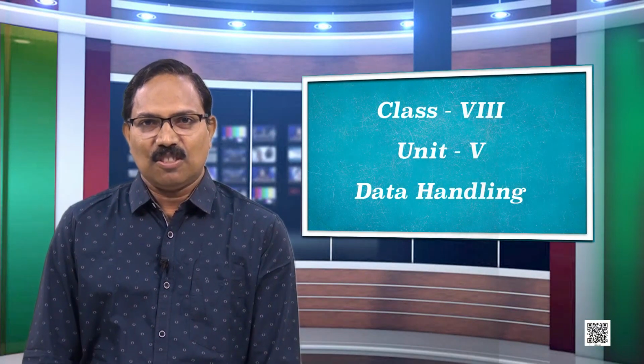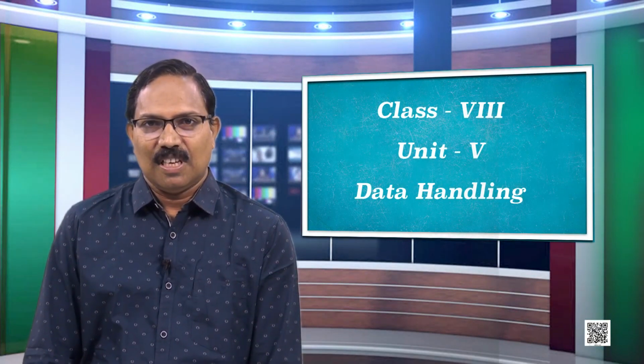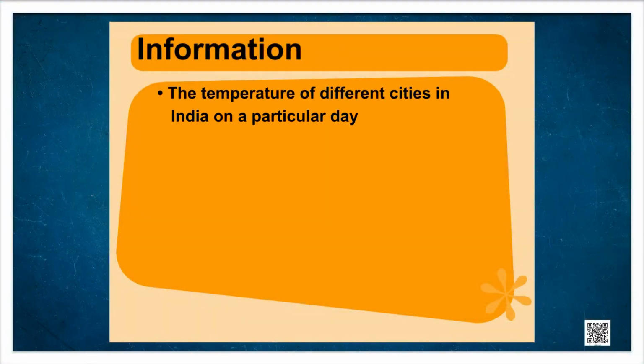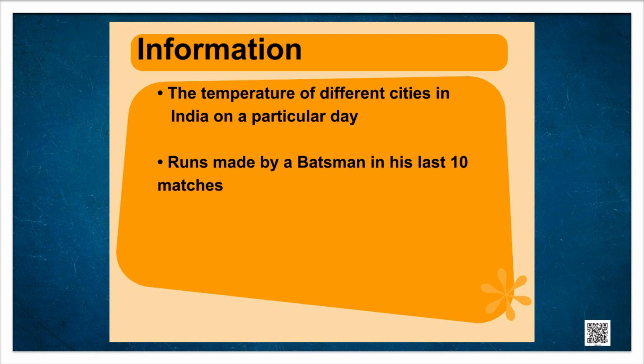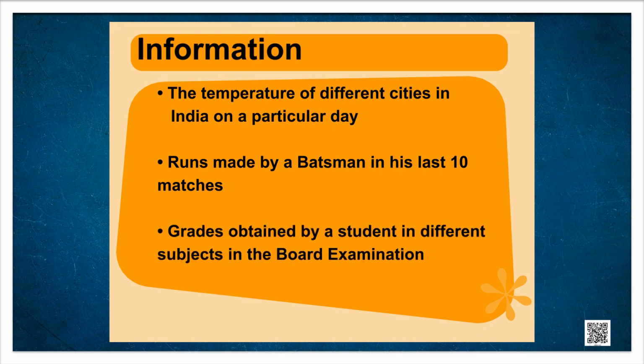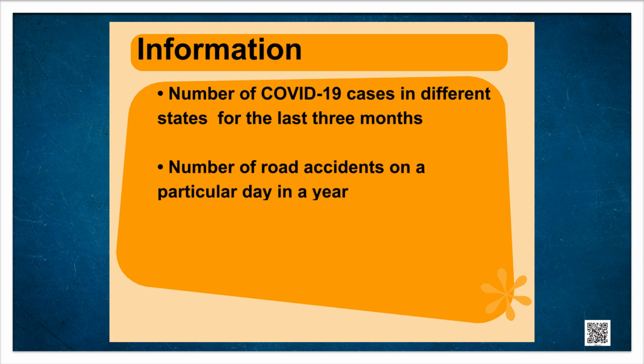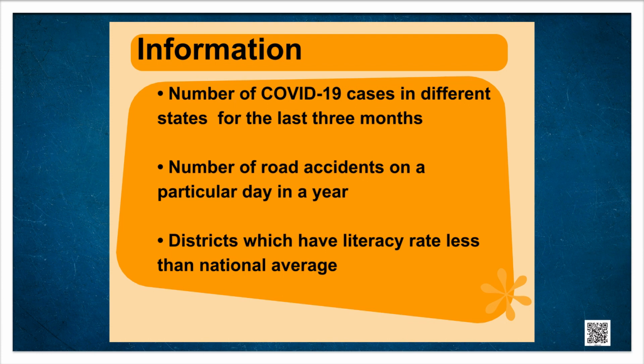You have seen various situations in your life and also certain information such as the temperature of different cities in India on a particular day, runs made by a batsman in his last 10 matches, grades obtained by a student in different subjects in the board examination, number of COVID-19 cases in different states for the last 3 months, number of road accidents on a particular day in a year, districts which have literacy rate less than national average.